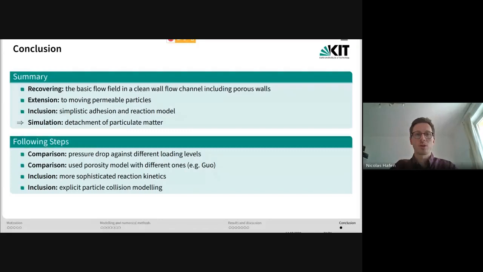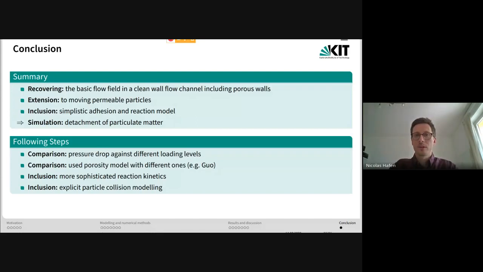So what I could show you is that we could recover the basic flow in a clean wall flow channel, including the porous walls by just modeling them. We could extend this porous media model to moving permeable particles. We were including a very simplistic adhesion and reaction model. And therefore, we can actually simulate the detachment of this particle matter.